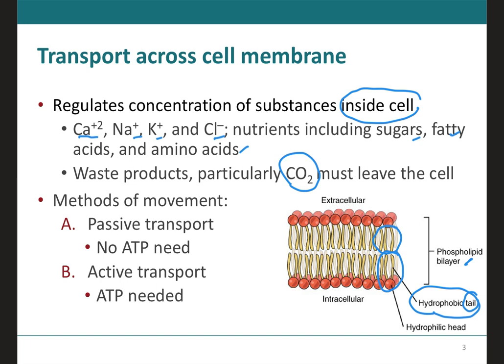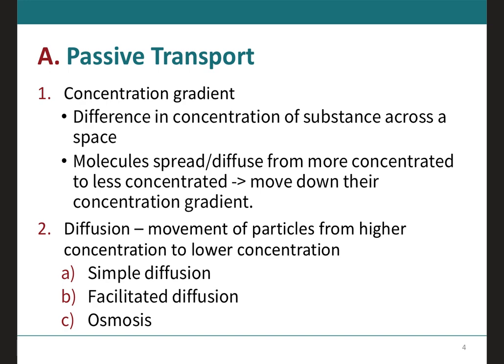All substances that move through the membrane do so by one of two general ways, either by passive transport or active transport. Passive transport needs no energy, so no ATP, and active transport does need energy. It does use ATP to occur. Let's cover these methods in the next few slides. First, in order for us to understand how these substances will move passively across a cell membrane, it is necessary to understand concentration gradients and diffusion.